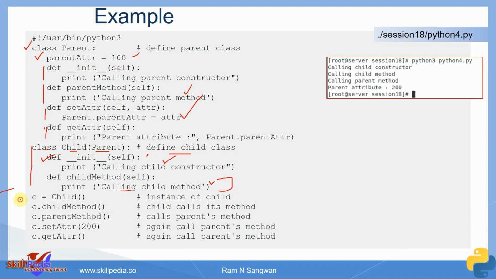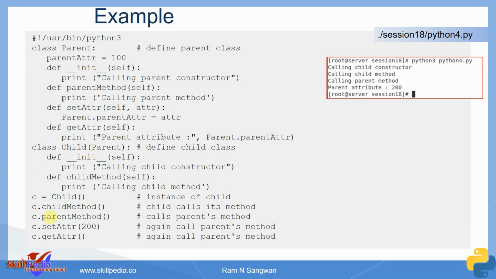Now we create an object c of the child class. So an instance of the child is created. c.childMethod, the child calls this method. Child method means you will get this method calling child method, because this is the method which is called here. Then c.parentMethod, we are calling the parent method from this. So the parent method, by default, is calling the parent constructor, so you will get calling parent method. Because here we are calling all the methods, for the child, first its constructor will be called, then calling child method will be called.